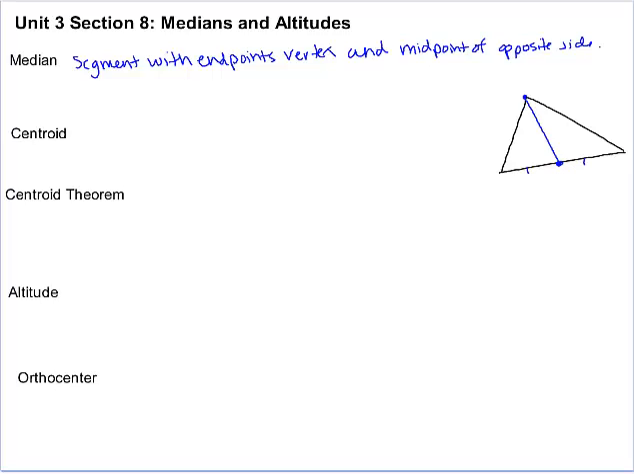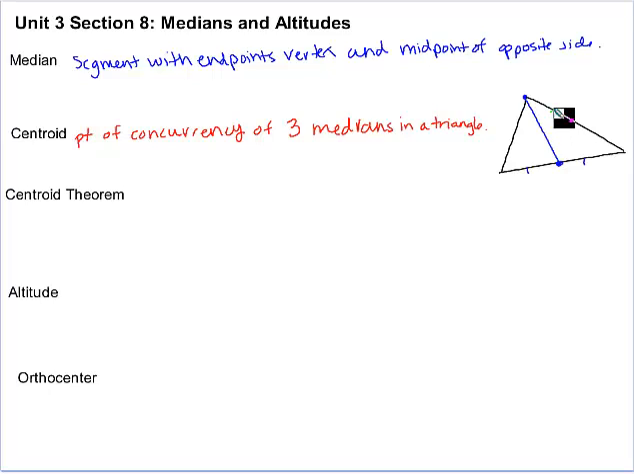The centroid is the point of concurrency of the three medians in a triangle. So here on this little diagram, we already have one of them drawn, so we can draw on the other two.